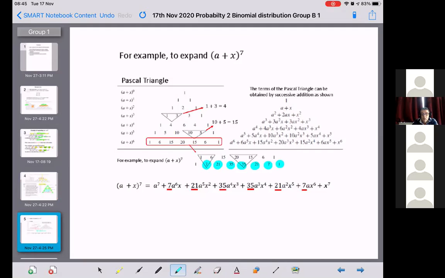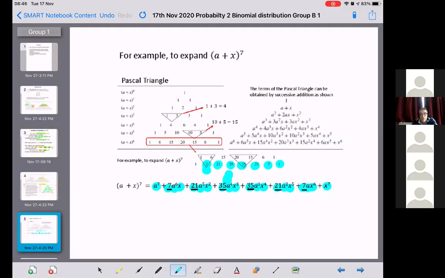So A plus x to the 7, we know it's going to start with a on the left-hand side. That's going to start to the power of n. Then we take this coefficient 7, and we take 1 off the index of a, because we know it reduces by 1 as we go from left to right, and we add a term in x. Then we put the 21 in, and we reduce a index again to 5, and we make x to the power 2. Then 35 comes down to here, a to the 4, x to the 3. 35 again, a to the 3, x to the 4, and so on until we get to the last term, which is going to be x to the 7.